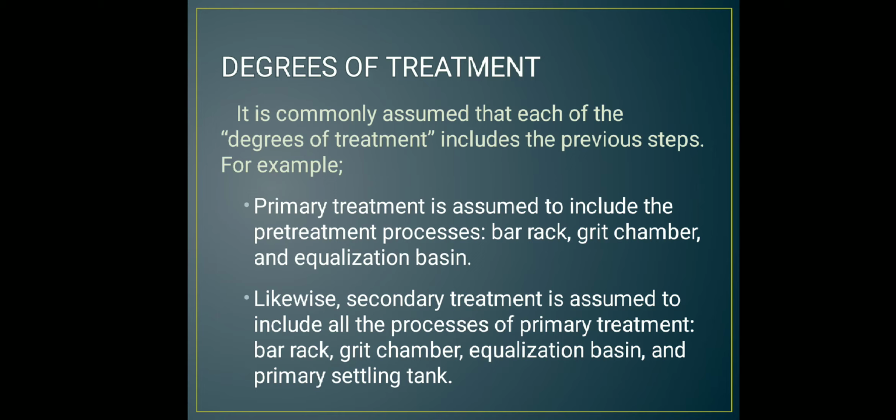It is commonly assumed that each of the degrees of treatment includes the previous steps. For example, primary treatment is assumed to include the pre-treatment processes: bar rack, grit chamber, and equalization basin. Likewise, secondary treatment is assumed to include all the processes of primary treatment: bar rack, grit chamber, equalization basin, and primary settling tank.